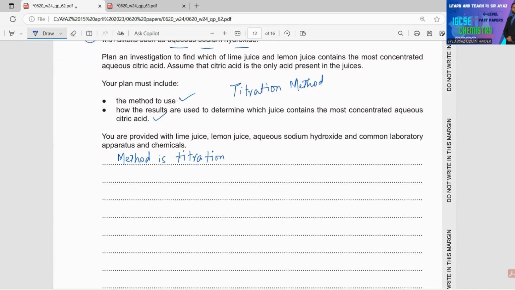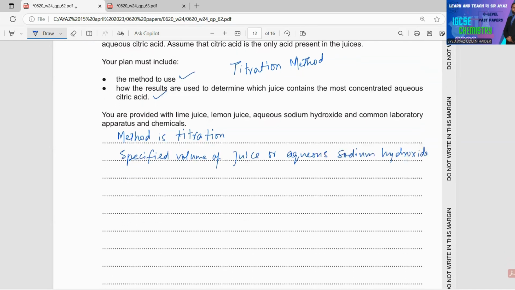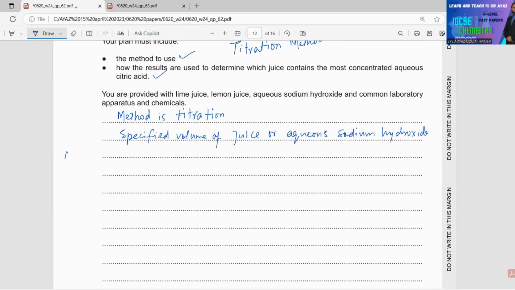Next point will be specified volume of juice or aqueous sodium hydroxide. Now the rest, you can write any 5 from these.